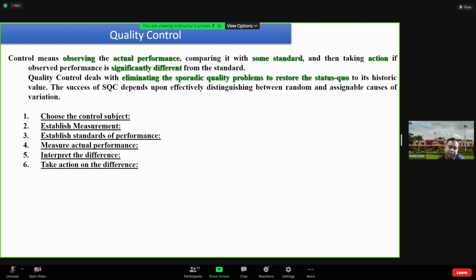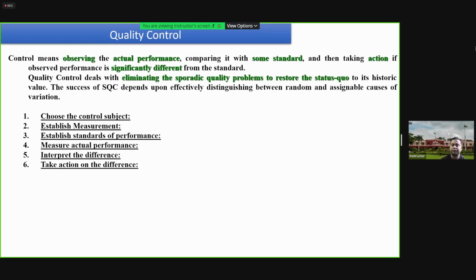We immediately might need to stop the production process, identify what has happened that has caused the whole lot to get defective, and after identifying, then immediately start the production process. So these are the certain steps in quality control process in Juran's trilogy.